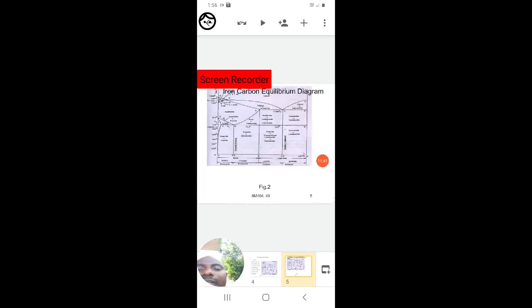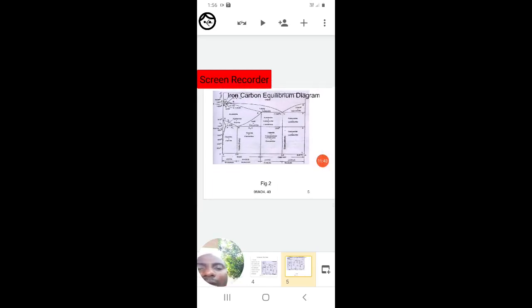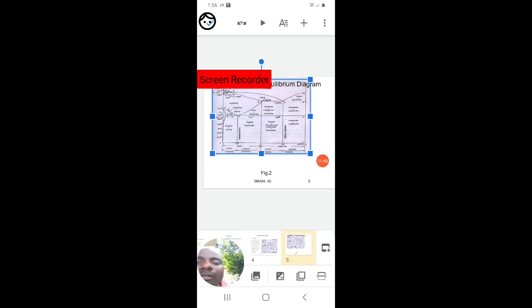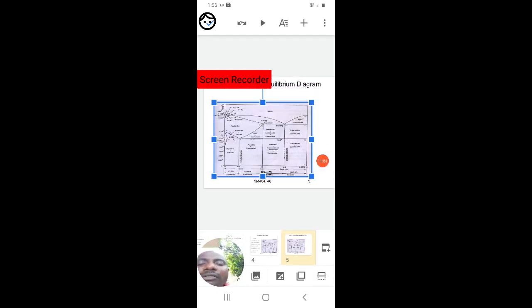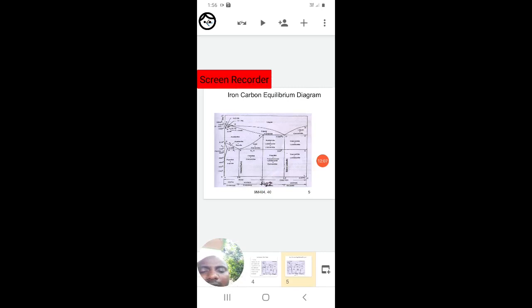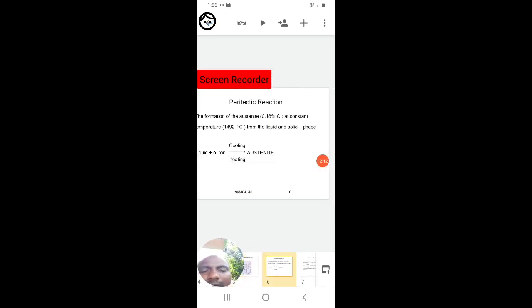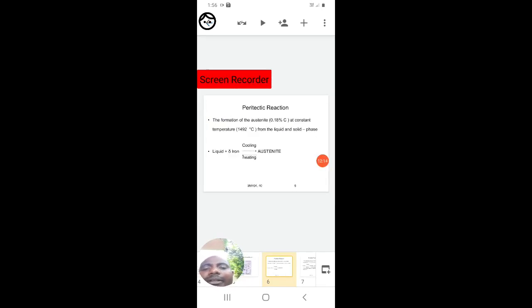So this is the iron carbon equilibrium diagram. To construct the iron carbon equilibrium diagram, you draw three horizontal lines. These three are easily constructed. So you will see the animation of how to construct this diagram. First you will see the peritectic reaction.